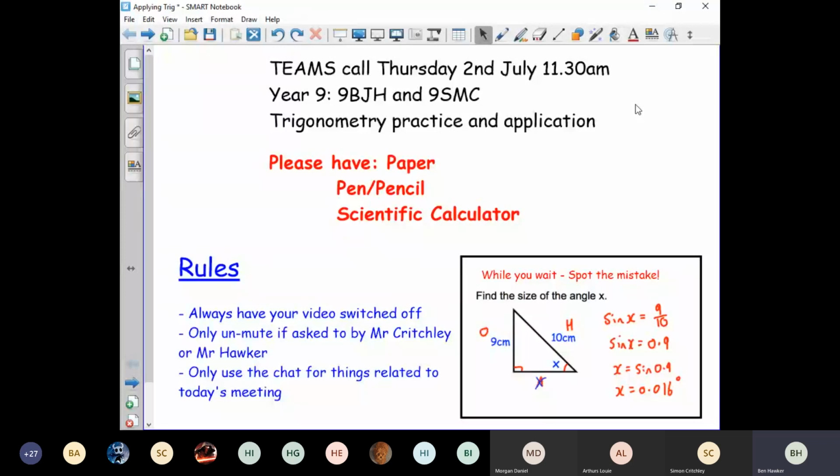Today we're going to look at a mix of trig, but in some application questions, so some worded questions, and hopefully some shapes at the end.